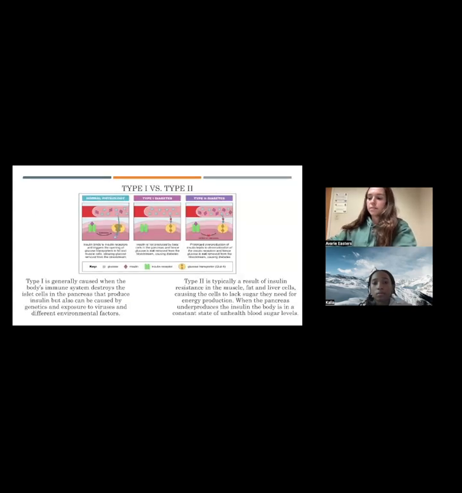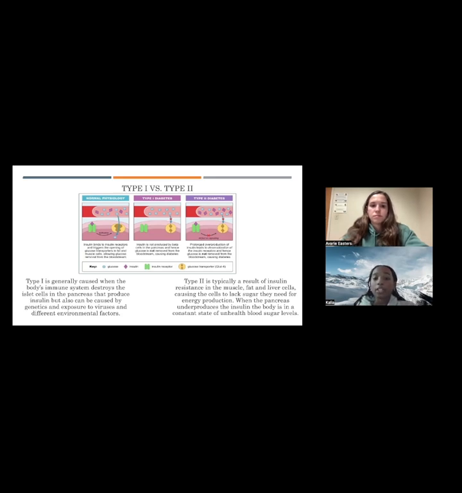There are many different types of diabetes, but the most common types are type 1 and type 2. So, type 1 is generally caused when the body's immune system destroys cells that are made in the pancreas that produce insulin. And this can be caused by genetics or exposure to infection, but essentially, the body makes little to no insulin. Type 2 is typically a result of insulin resistance in the muscle, fat, and liver cells, causing the cells to lack blood sugar that they need for energy production.